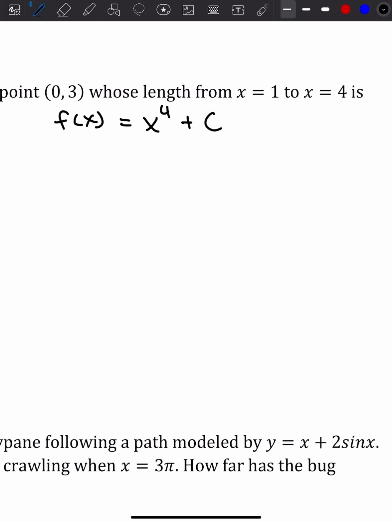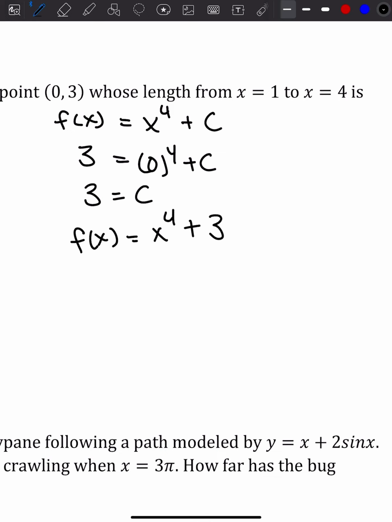Now we're going to use our point that they gave us, 0, 3, and plug it in to find f of x. So 0 is x, 3 is y. So we get 3 is equal to c. So f of x is equal to x to the 4th plus 3.